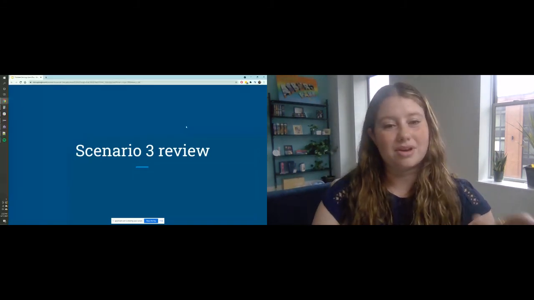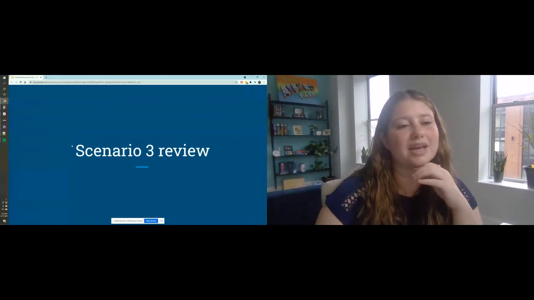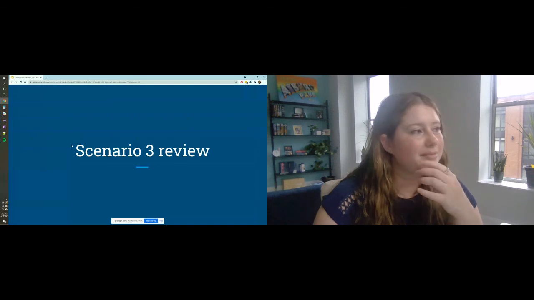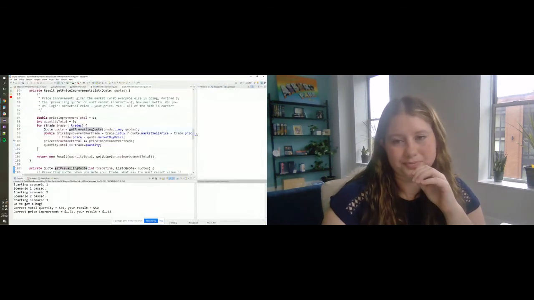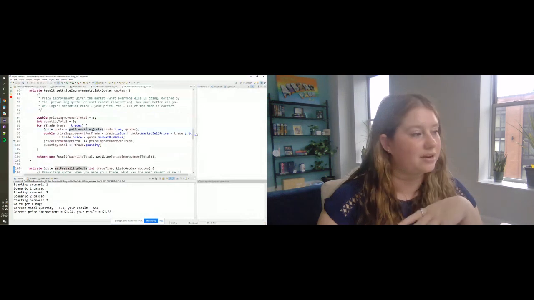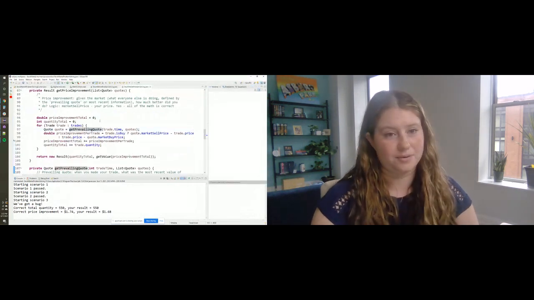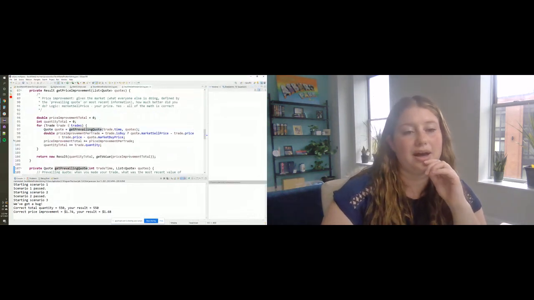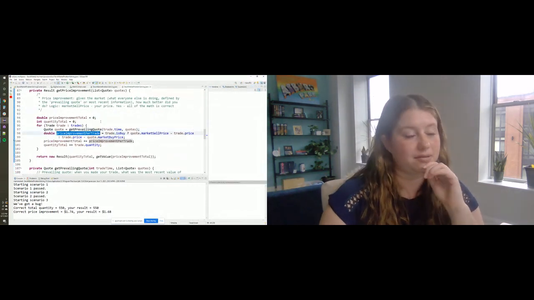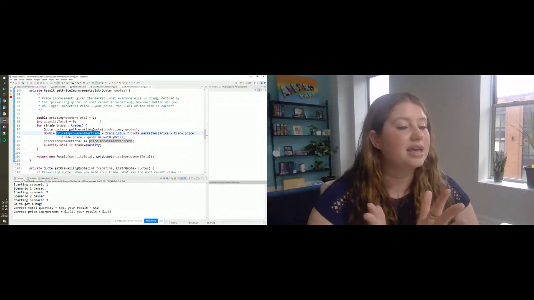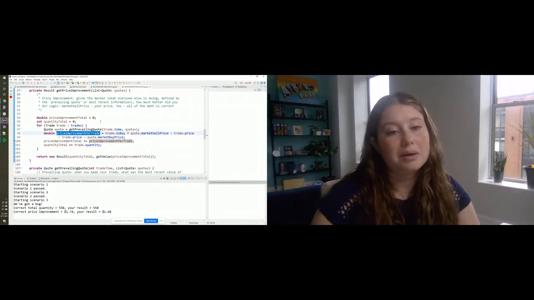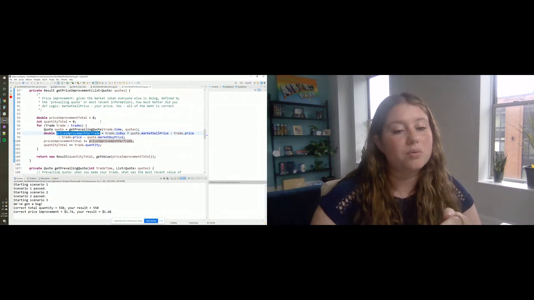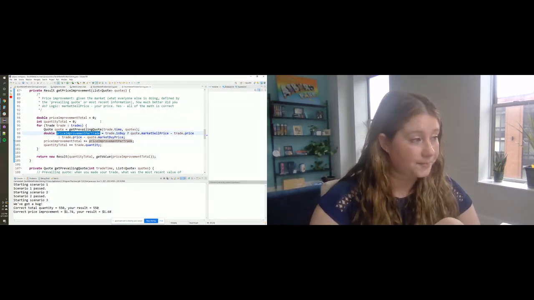So I'm going to share my screen again. And let's talk about scenario number 3. So we fixed the most obvious bugs, and now we need to figure out what this last remaining issue is. I happen to know that it's this price improvement for trade. And even if I didn't know this, I would be able to come to it as part of my observation, because I know that there's no issue with the quantity.